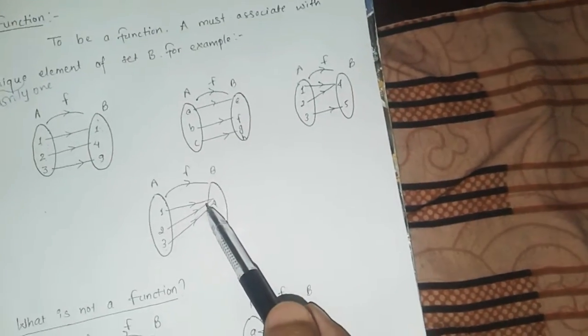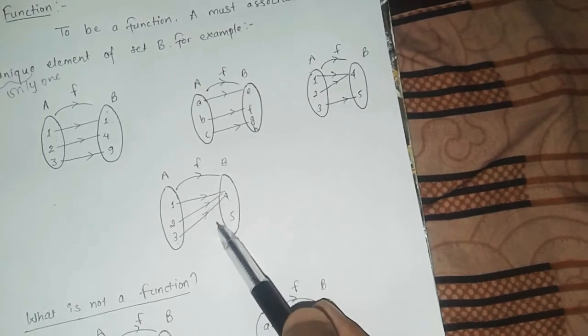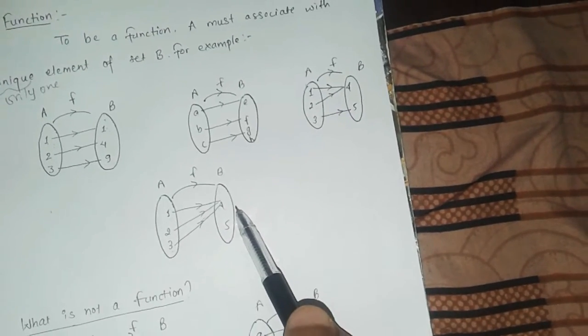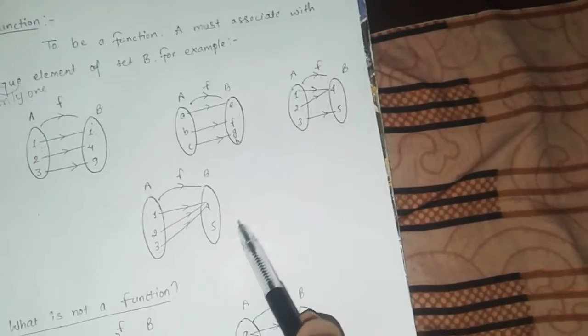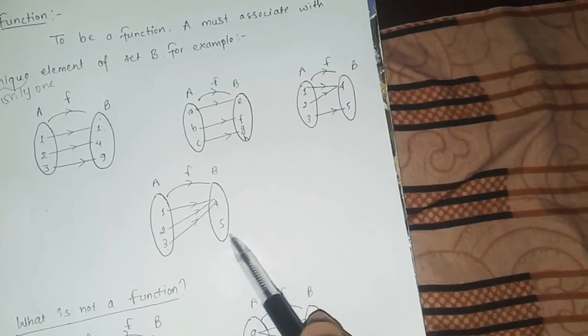And we have already learned that we do not look under B. If there is any other extra element in B, we do not look at it, and still that will be considered a function.